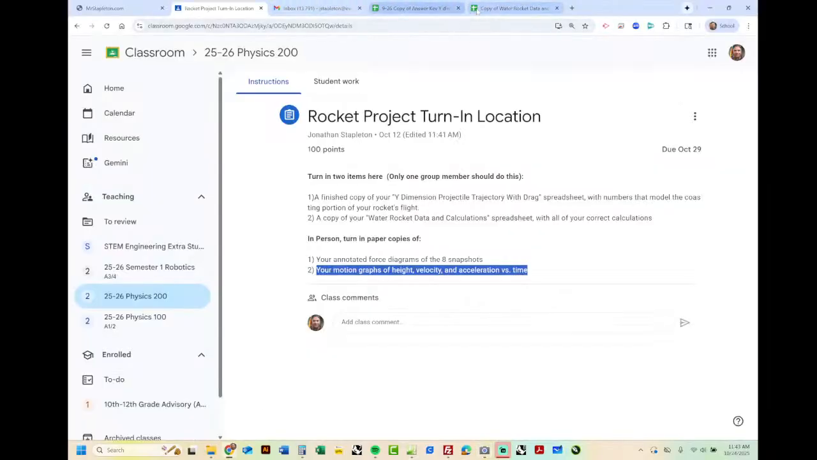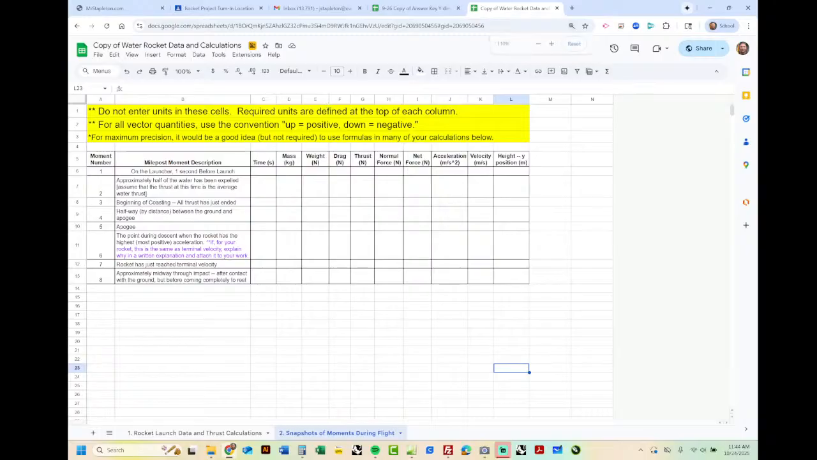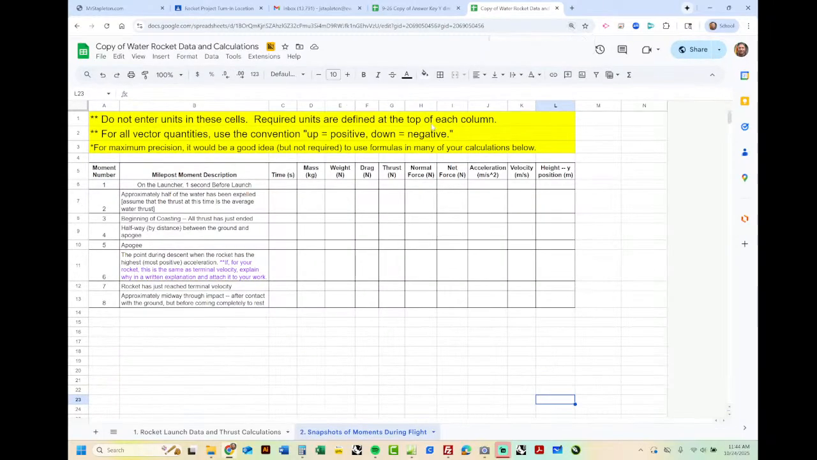Now, I'm going to start out by showing you how to do this. I'm going to be checking to make sure that your calculations are right and your numbers are realistic. So here's how you can do this. On the launcher, 1 second before launch, I'll go over all this stuff. Where do you find this? So the time is easy. I think that's already entered as -1 on your sheet.